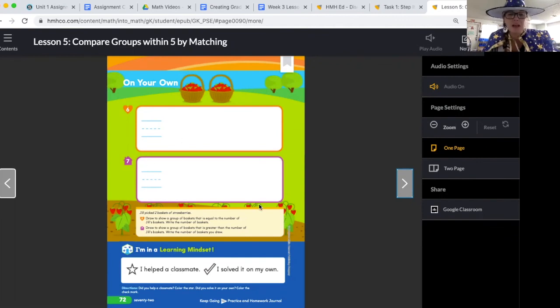Okay, and number 7, you are going to draw to show a group of baskets that is greater than the number of Jill's baskets, and write the number of baskets you drew.